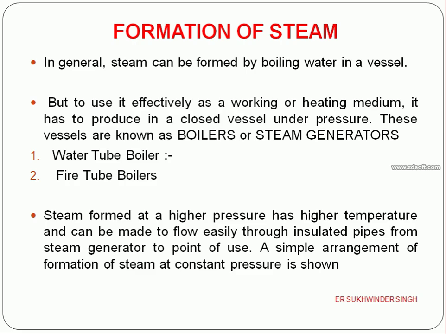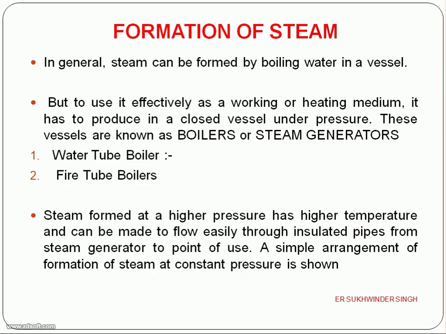Now, how can we form steam, how can we generate steam? In a general way, we can convert water into steam even at our home. For example, in our cooker, when we add some water in a cooker and start providing some heat to that, the water starts converting into steam. To produce it for industrial purposes or for producing some work, we need to produce it in a large, closed vessel. Those vessels are known as a boiler or steam generator.